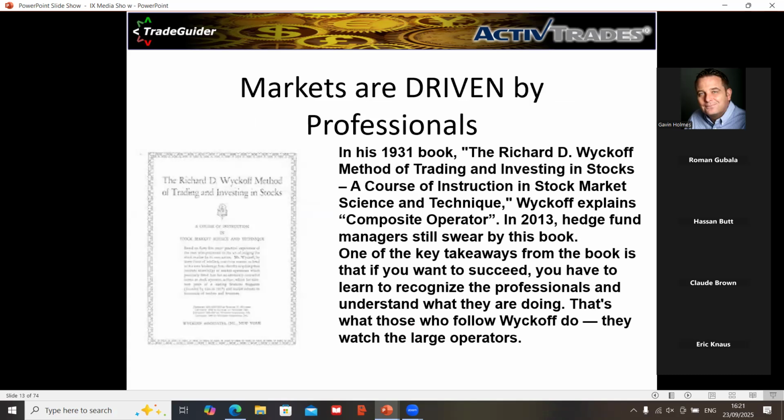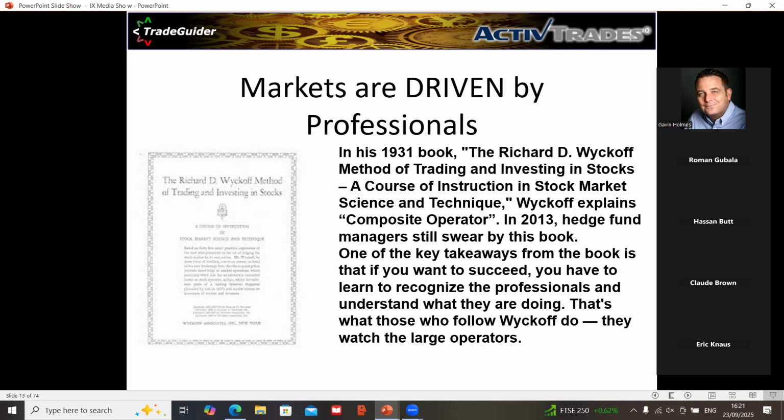Markets are driven by professional money. It's always been and it will never change. In his 1931 book, he talks about this. He explains something called the composite operator. One of the key takeaways from the book is that if you want to succeed, you have to learn to recognize the professionals, or I call them the smart money, and understand what they're up to, or what they're doing. That's what those who follow Wyckoff do. They watch the large operators, the big players.